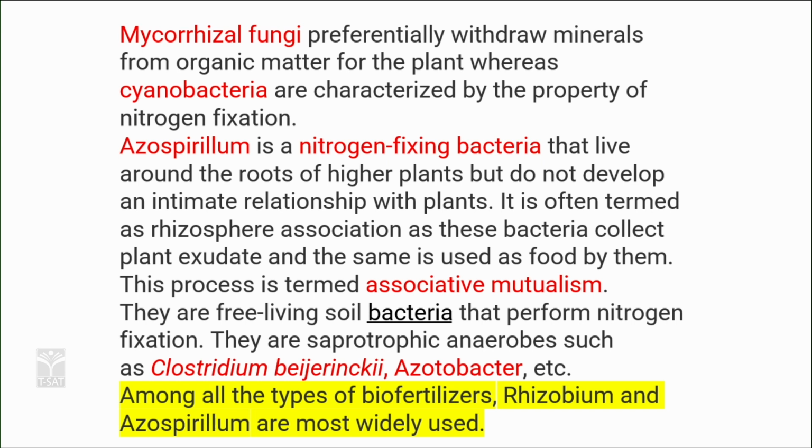They are free living soil bacteria that perform nitrogen fixation. They are saprotrophic and anaerobic, such as Clostridium and Azotobacter. These are some of the examples of bacteria which help in fixing the atmospheric nitrogen. Among all the types of biofertilizers, Rhizobium and Azospirillum are the most widely used biofertilizers.